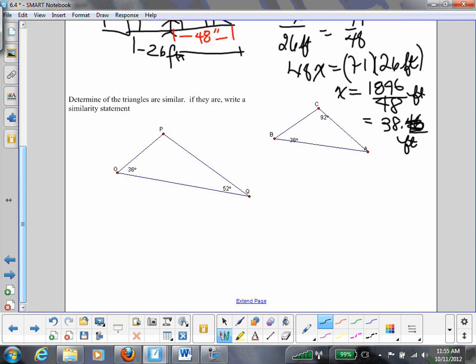Determine if the triangles are similar. If they are, write a similarity statement. So we know that angle O is congruent to angle B because they're both 36 degrees, yes? But over here I have 52 and over here I have 92. So how do I use the AA? Emma?